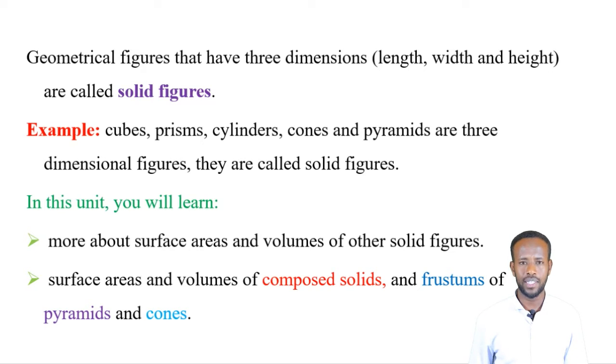Again, here you will learn what? Surface areas and volumes of composite solid figures. What are composite solid figures? Solid figures that consist of more than one. Again, you will learn what? Frustum of a pyramid, frustum of a cone. These are new to you. So in this chapter, you will learn these things. My dear students, I hope that it is clear what you are going to learn and what they are.